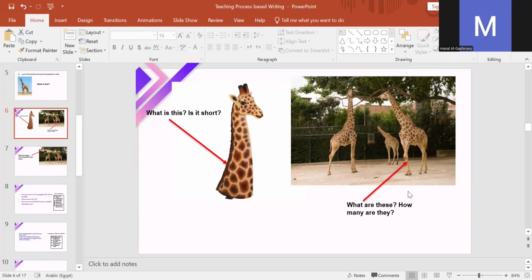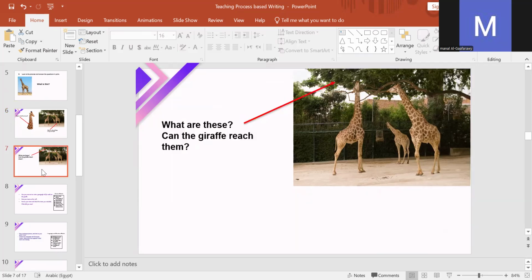The same applies to the second picture. So here, a lot of questions, students come up with answers and they jot them down on a piece of paper or a sticky note. The same applies to this section. What are these? Again, a variety of answers. Students jot them down. Can the giraffe reach them? Okay, a variety of answers, and students write down their answers.